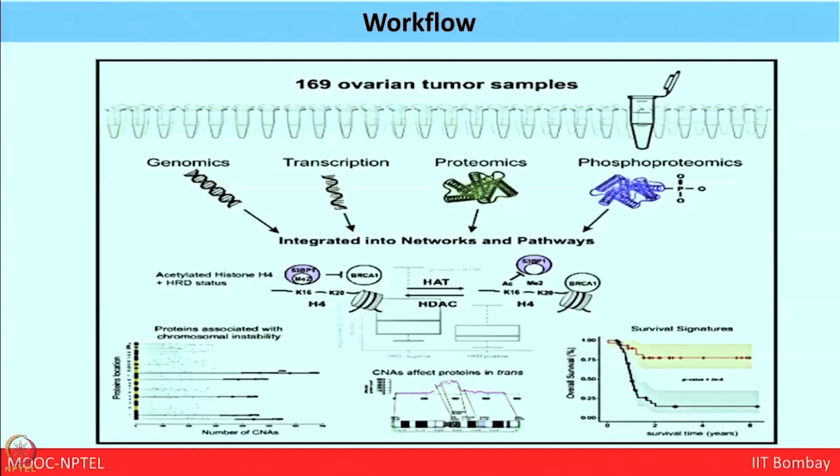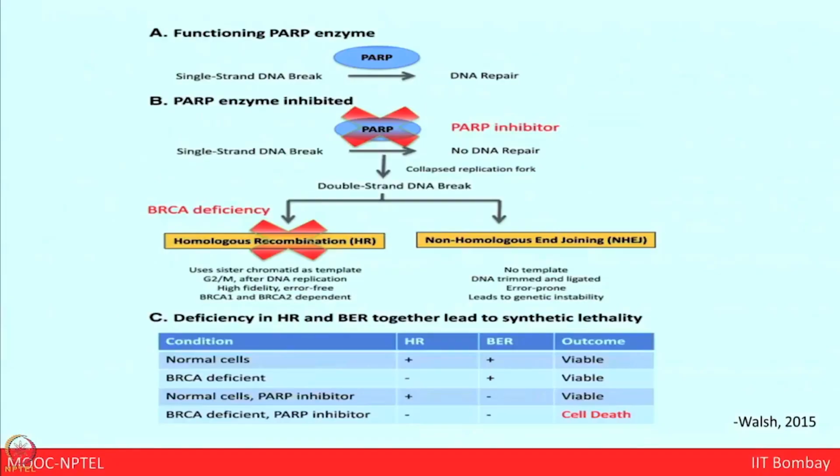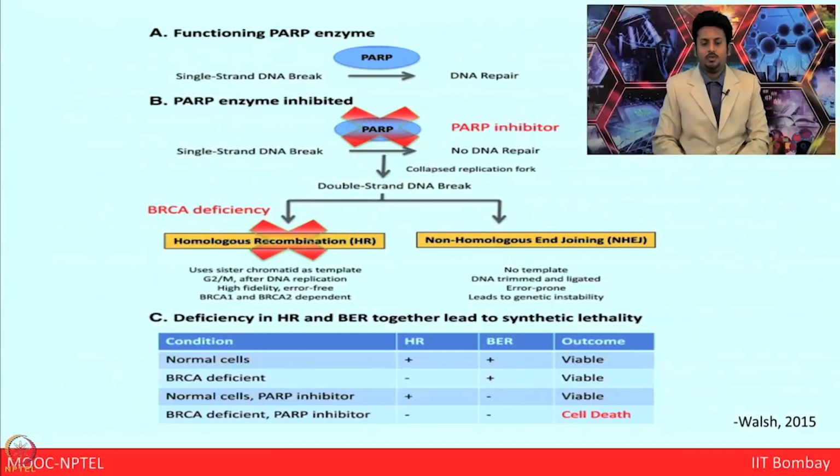In this study they have taken 169 ovarian tumor samples from TCGA metadata, and they tried to analyze, rather correlate, the genomics, transcriptomics, proteomics and phosphoproteomics. So, before going into the paper, let me give a glimpse of this kind of mutation and how this mutation can lead to lethality of a cell.